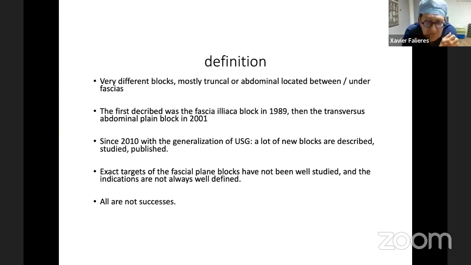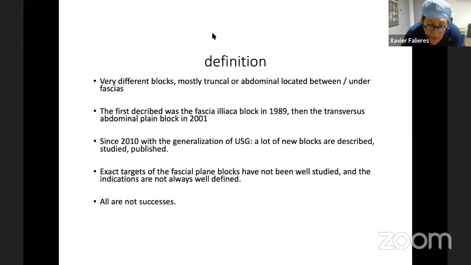So now I promised you to speak about the fascial blocks, the interfascial plane blocks. They are very important. They are becoming really very popular, and some of them can be very interesting for you. They are very different blocks. They are truncal, abdominal, and under different fascias. We have seen the fascia iliaca block, which was the first, described in 1989. And then the transversus abdominis plane block, the TAP block, was described in 2001.